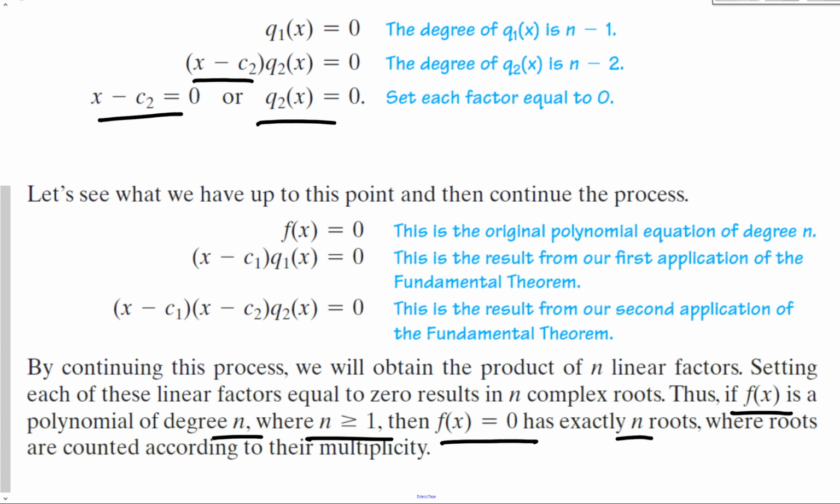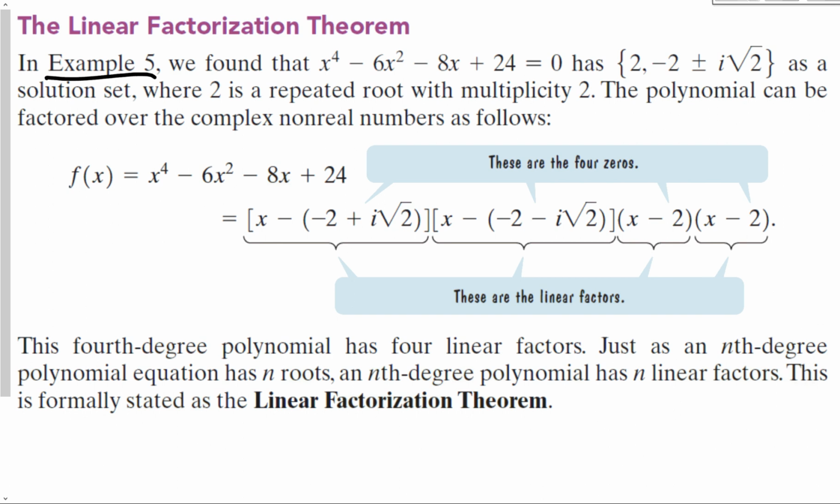So that means if we have a fourth degree polynomial, like in example 5, we found that this polynomial had 4 roots, 2 twice, and then 2 imaginary, where 2 is a repeated root with multiplicity 2. The polynomial can be factored over complex non-real numbers as follows, by splitting it into the 4 factors. x minus this factor, x minus this factor, x minus 2, x minus 2. These are my 4 linear factors.